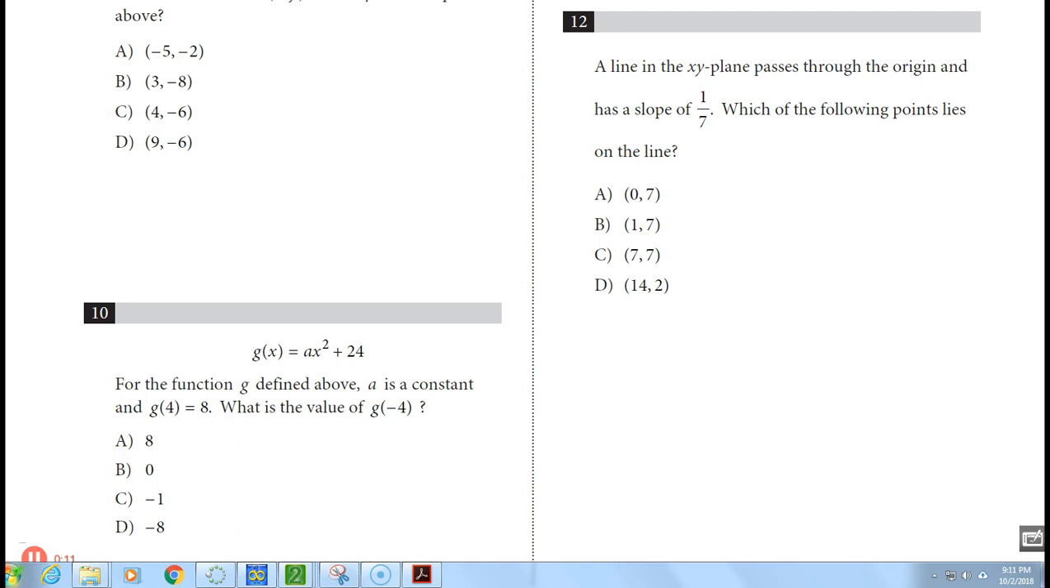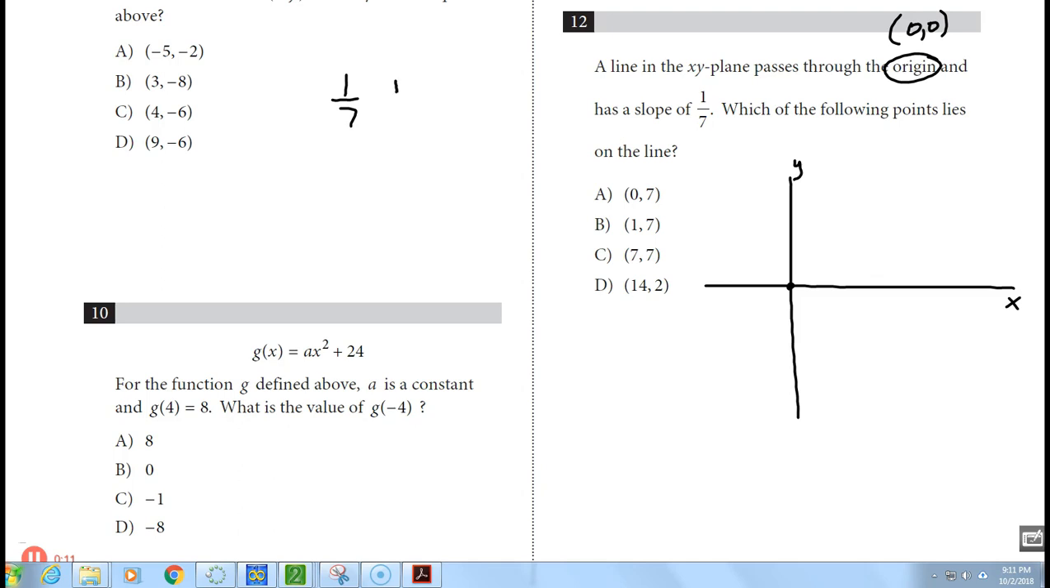So I'm going to draw my coordinate plane, my coordinate grid. The x-axis is here, the y-axis is there. Little vocabulary word, the origin is right in the crosshairs, or the center, at 0, 0. So a line passes through 0, 0 and has a slope of 1/7. Well, remember, slope is the rise over the run. And if it's positive like this, you're going to go up 1 and over 7.